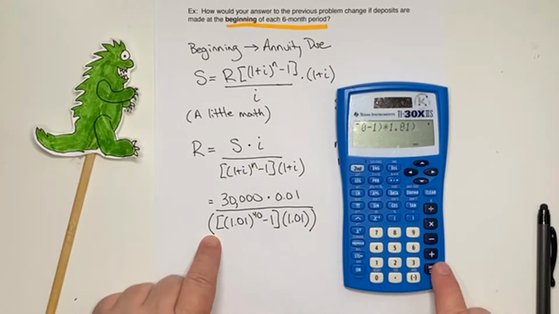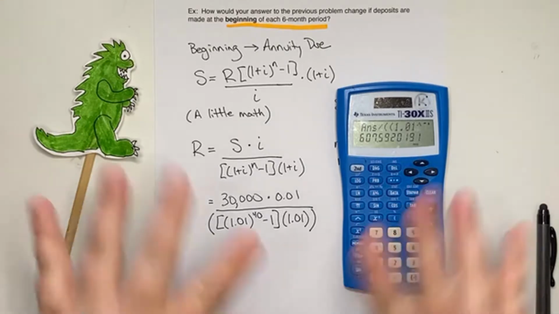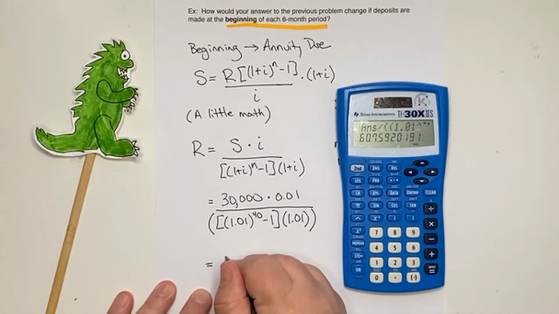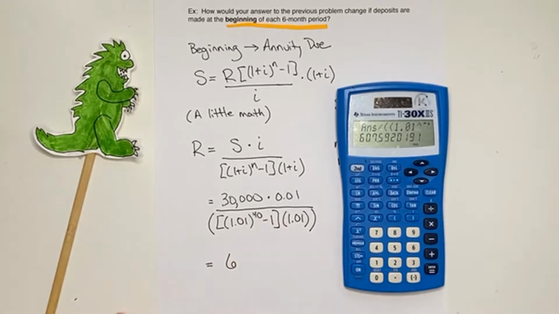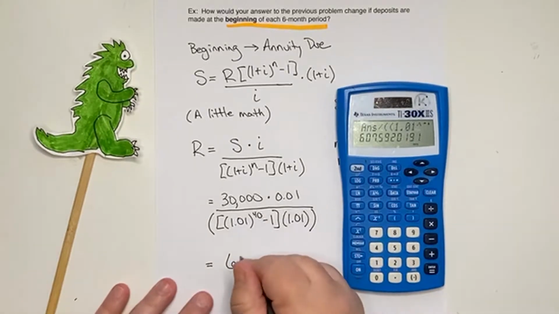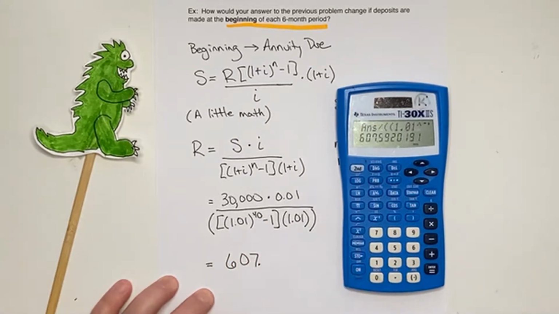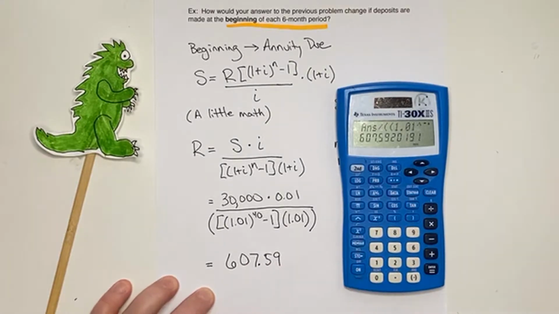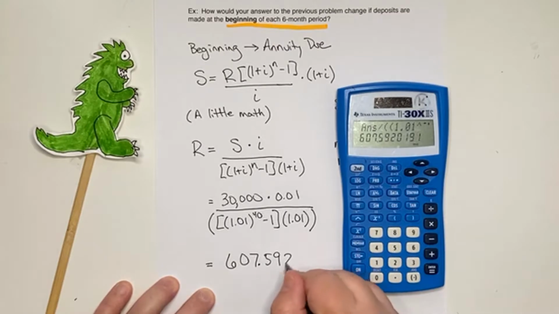because, you know, this is a lot of pressure. We're 25 minutes in. And it worked! Yay! And we end up with 607.59201 and some other stuff.